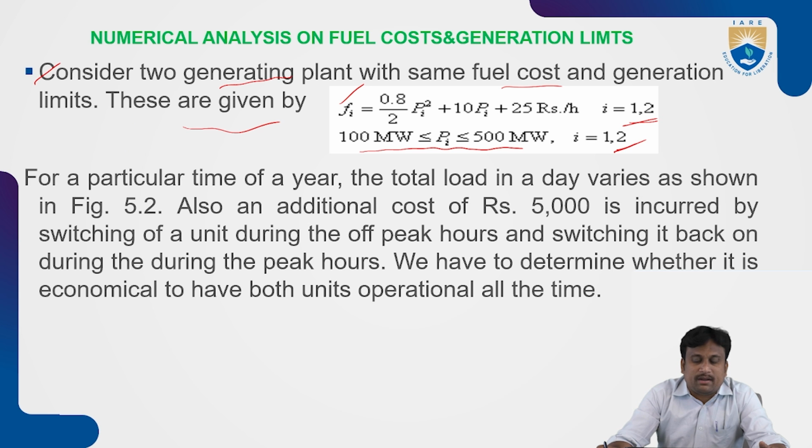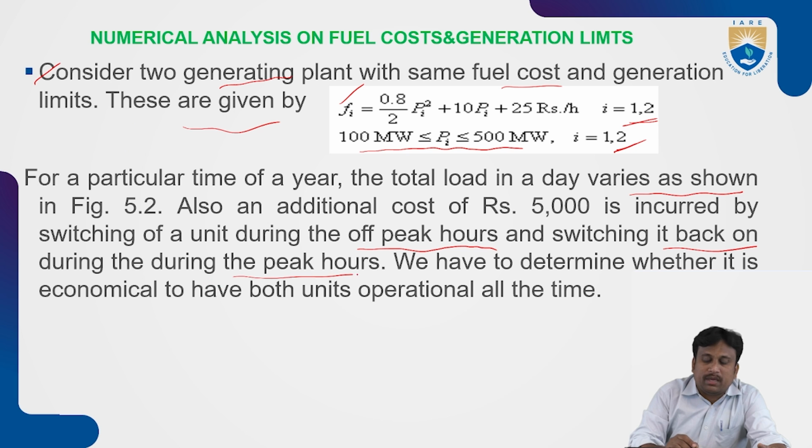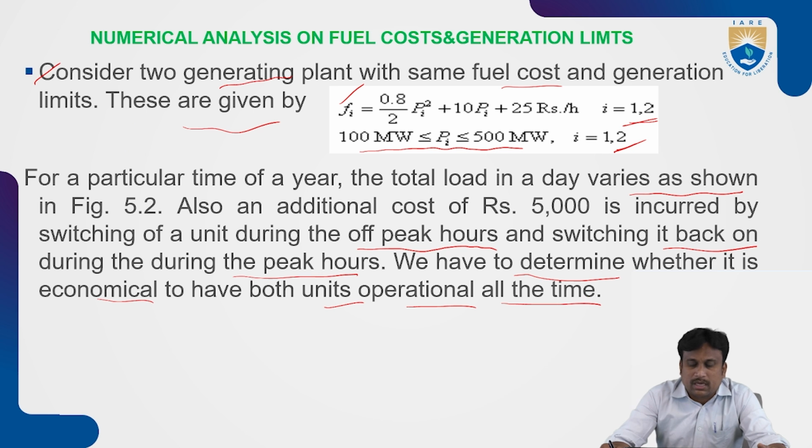So for a particular time of a year, the load in a day varies as will be shown. An additional cost of 5,000 is incurred by switching off a unit during the off-peak hours and switching it back on during the peak hours. So we have to calculate whether it is economical to have both units operational all the time. That we need to calculate here.